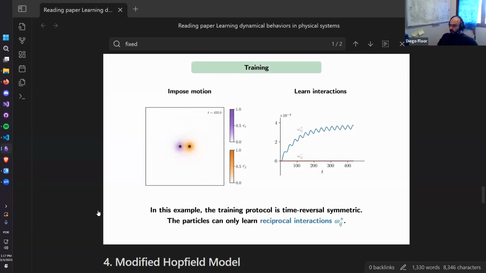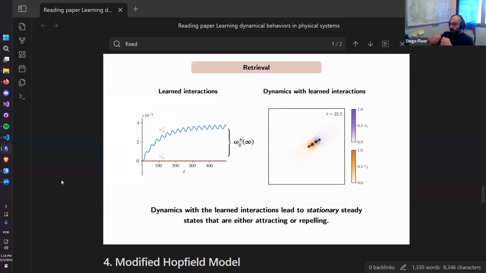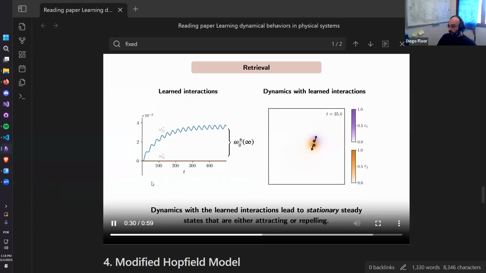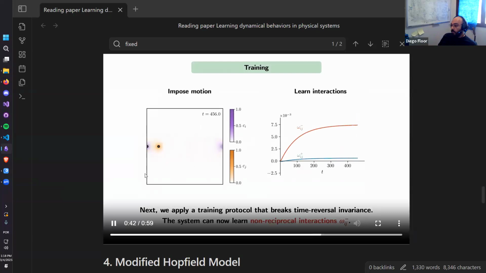Right, so they train with time reversal symmetry. So the particles never reach a limit cycle. They just move towards each other and stop. And with the training protocol that breaks time reversal invariance, now the system can enter these dynamic states.